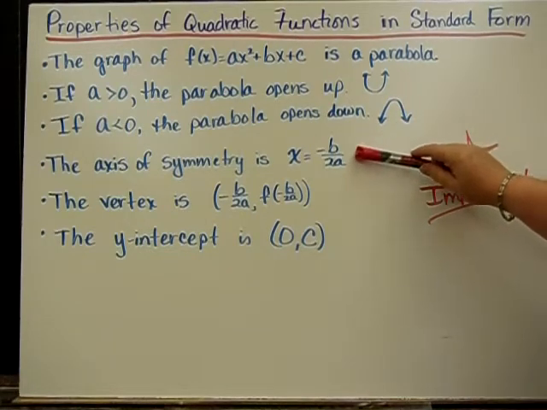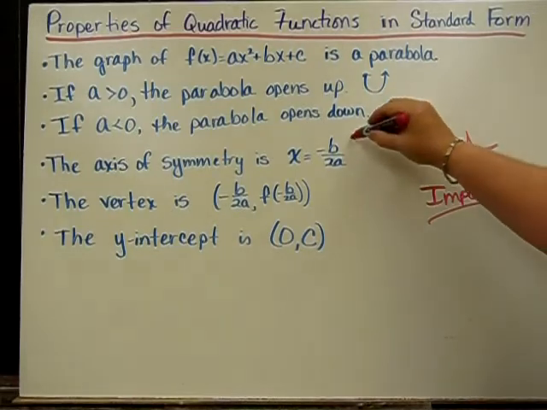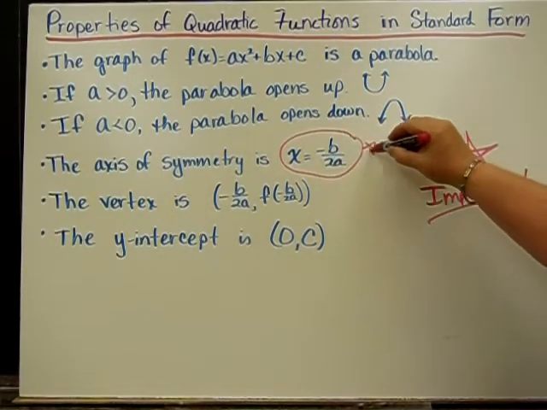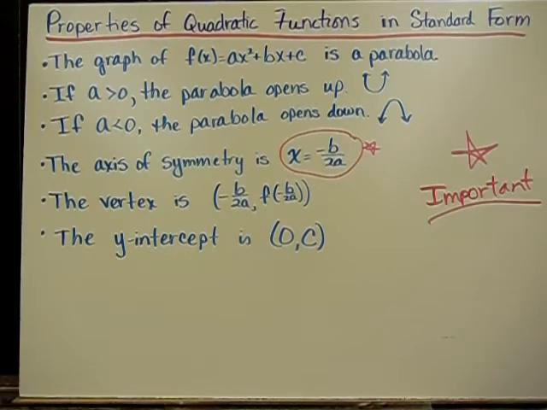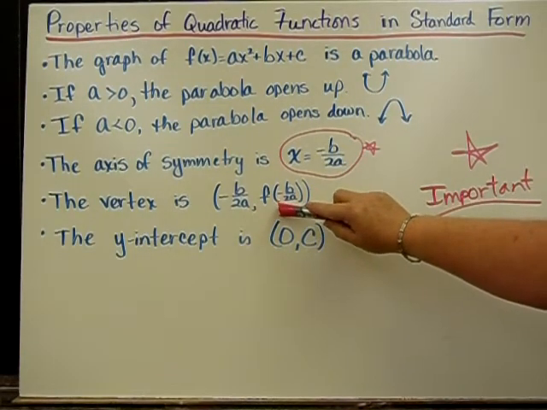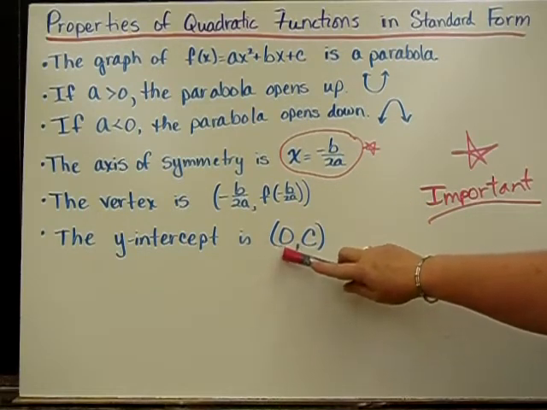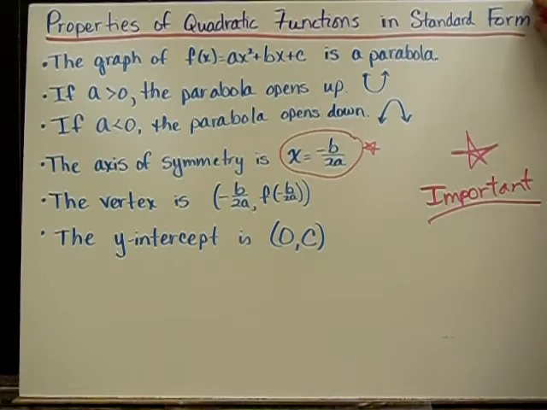The axis of symmetry is x equals -b over 2a. This is extremely important. And the vertex is -b over 2a, and then f of -b over 2a. And your y-intercept will be the point (0, c).